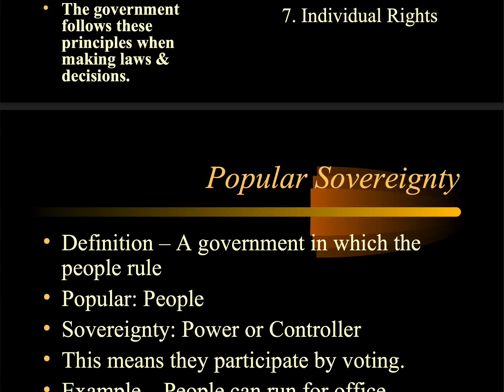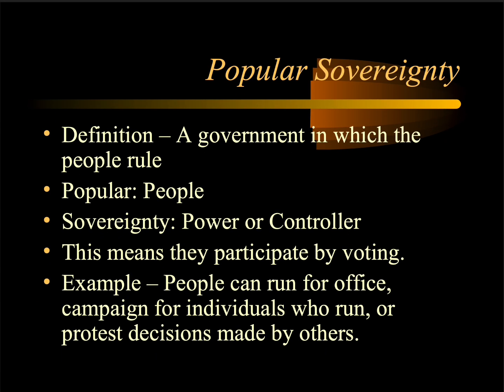First, what is popular sovereignty? By definition, it is a government in which the people rule. Popular means people. Sovereignty is power or controller. This means they participate by voting. And an example would be people can run for office, campaign for individuals who run, or protest decisions made by others.